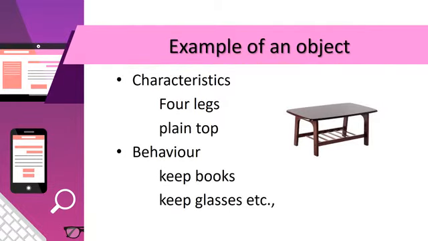Consider an object, table. What are the characteristics it has? It has 4 legs and a plain top. What are the behaviors? We can keep the books and we can keep the glass. These are the behaviors of the table.